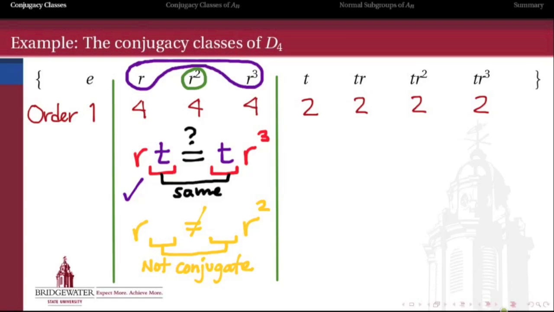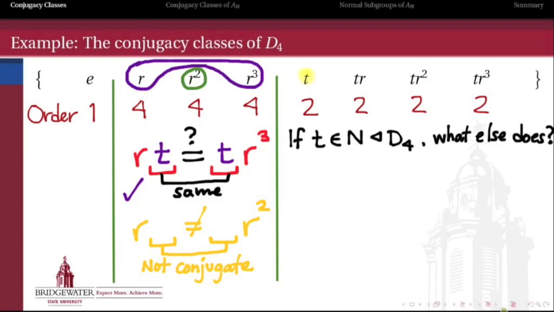Now let's take a look at the elements of order 2, starting with T. Let's take the normal subgroup attack for a second. Remember that conjugate elements belong to normal subgroups together. So if I have a normal subgroup in D4 and T happens to belong to it, then what else must also belong to that normal subgroup?